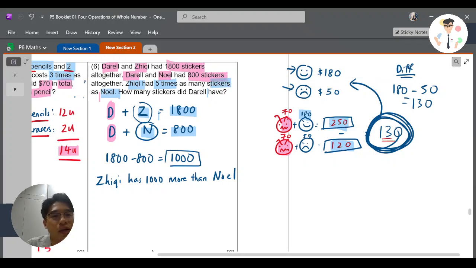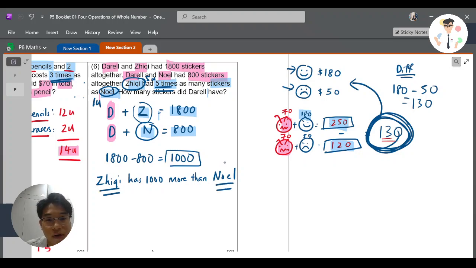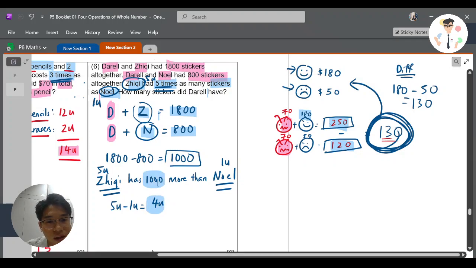Wow, again, the word how many times. The previous question I say 3 times, this one says 5 times. Means that if Noel has 1 unit, Zhiqi will have how many units? 5 units. Yes, because 5 times. Again, if Noel has 1 unit, Zhiqi has 5 units. Now see, 5 units is 1,000 more than 1 unit. Means that 5 units, if I minus 1 unit, is actually what? 4 units. That means this 4 units actually is this 1,000.